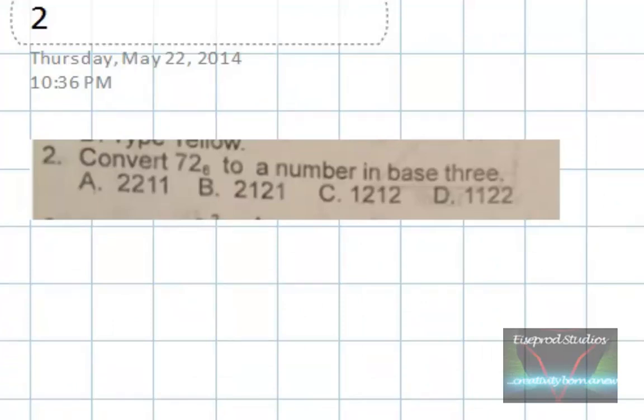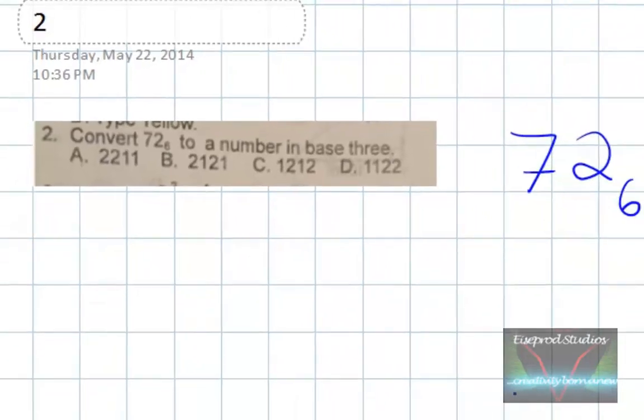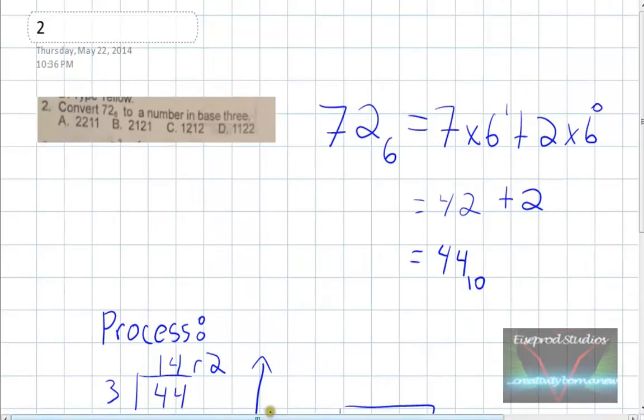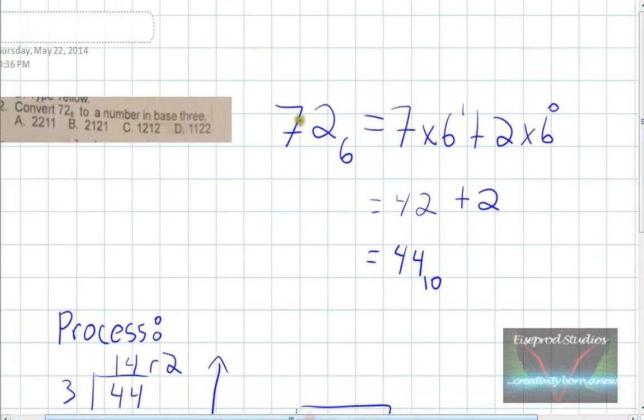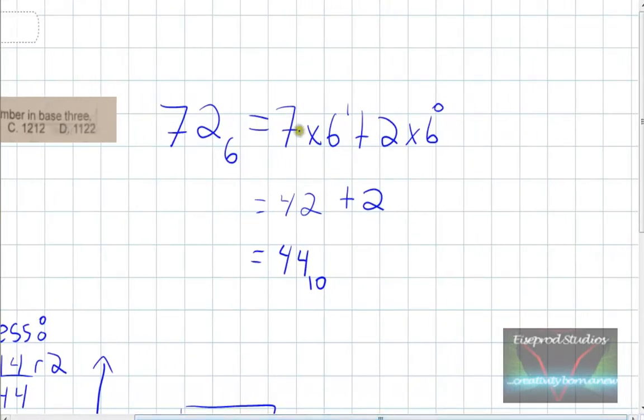Okay, so here we have question 2, and it says convert 72 base 6 to a number in base 3. So before we start converting it into base 3, we need to convert this 72 base 6 into a base 10 that we can work with. So I've written that process out over here.